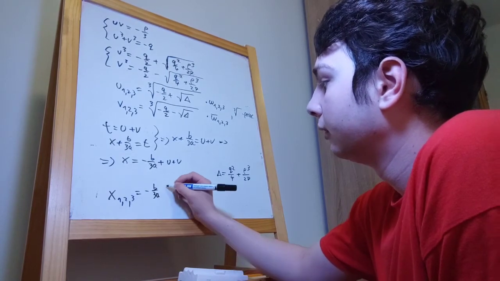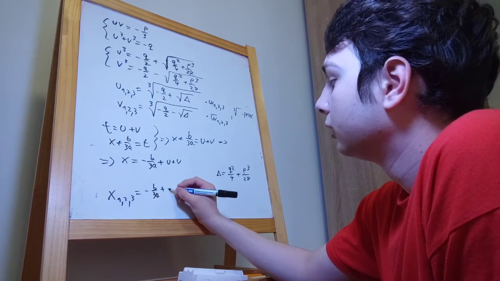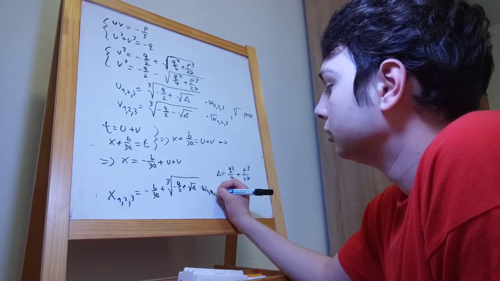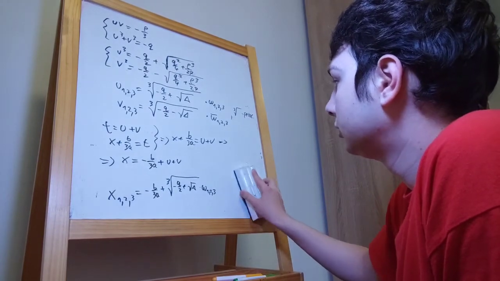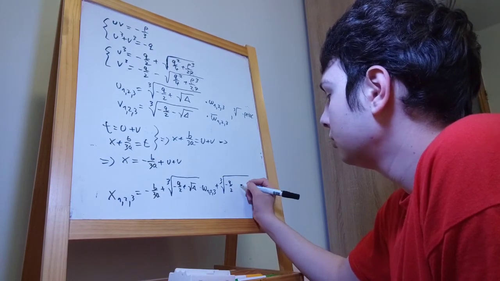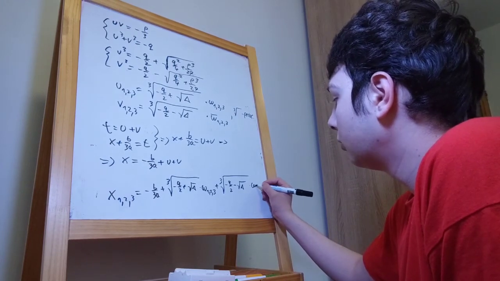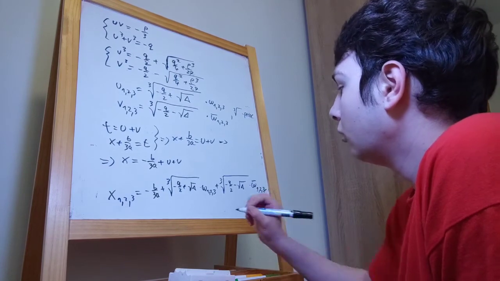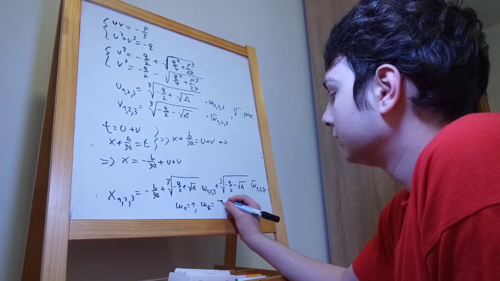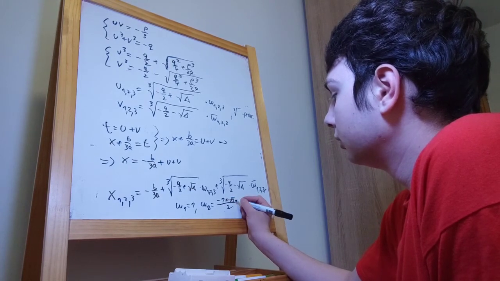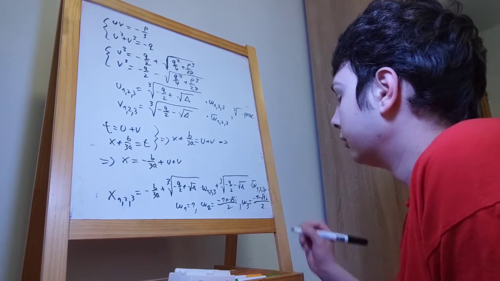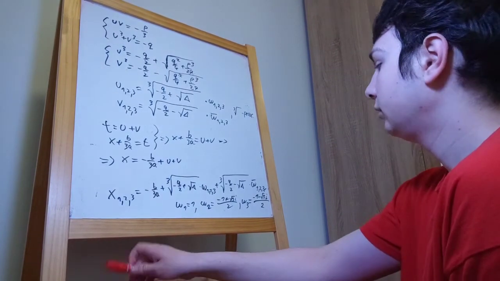is equal to minus b over 3a plus the cube root of minus q over 2 plus square root of delta times omega 1, 2, 3, and then plus the cube root of minus q over 2 minus square root of delta times omega 1, 2, 3 conjugated, where omega 1 is equal to 1, omega 2 is equal to minus 1 plus square root of 3 times i over 2, and omega 3 is equal to minus 1 minus square root of 3 times i over 2. Great. So essentially we have found our solution.